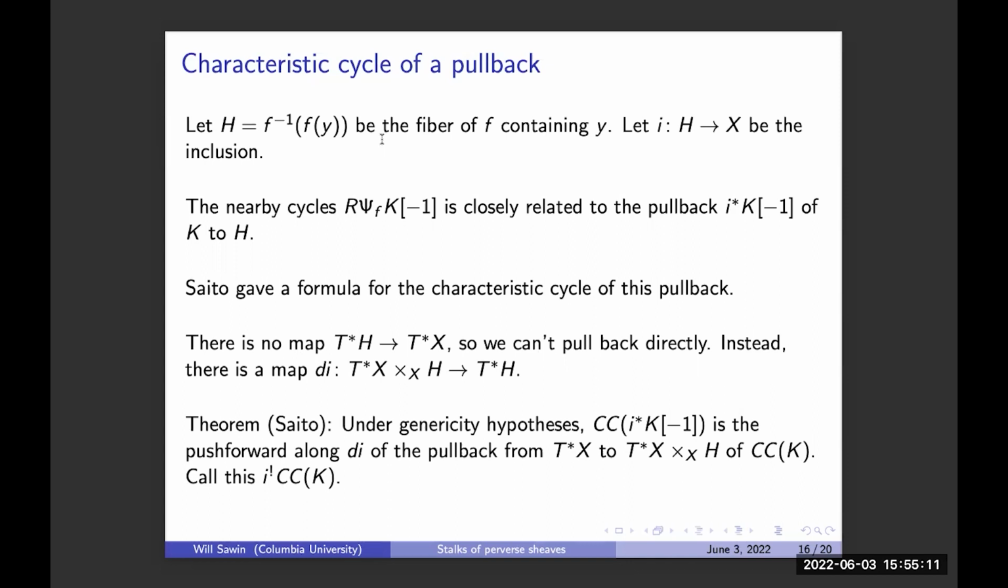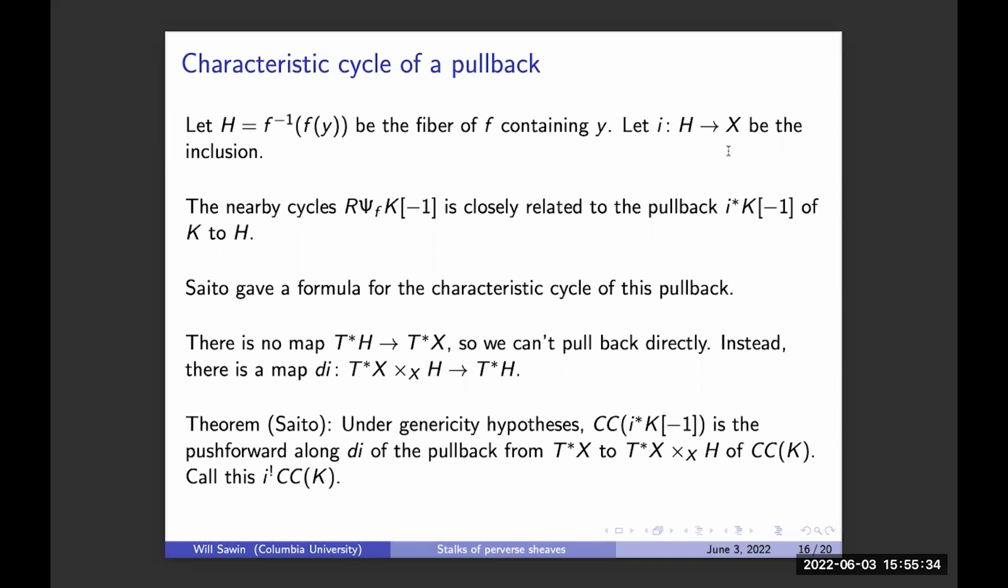So as a warm-up to talking about the characteristic cycle of the nearby cycles, I want to talk about the characteristic cycle of a pullback. So what we're going to do is we're going to be pulling back to the fiber of f containing Y, which I'll call H, and I'll let i be the inclusion of H into X.